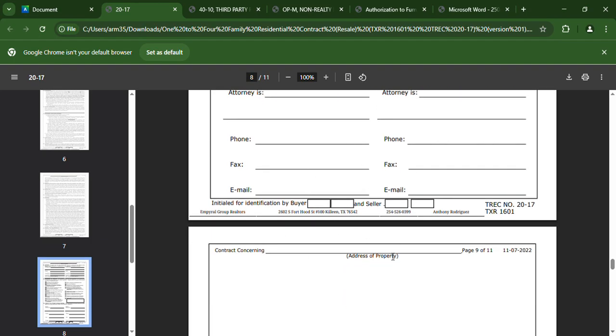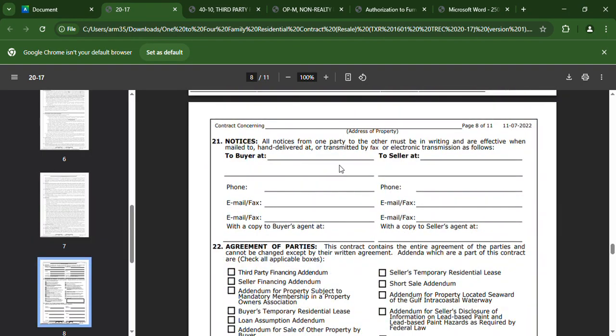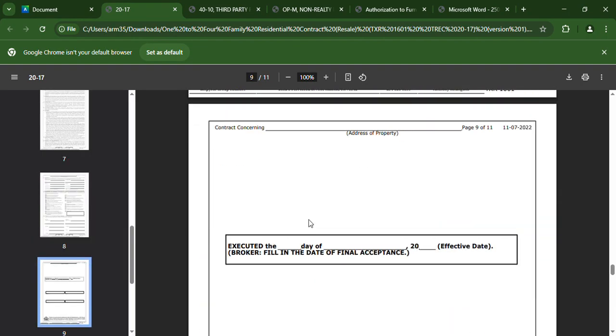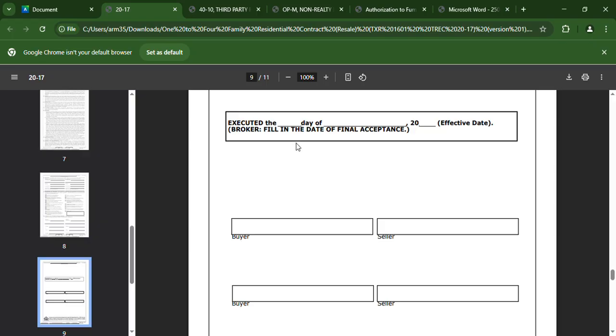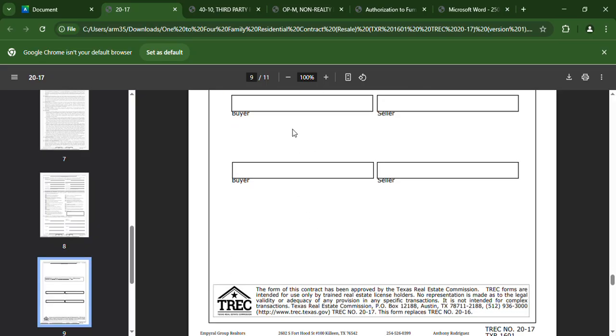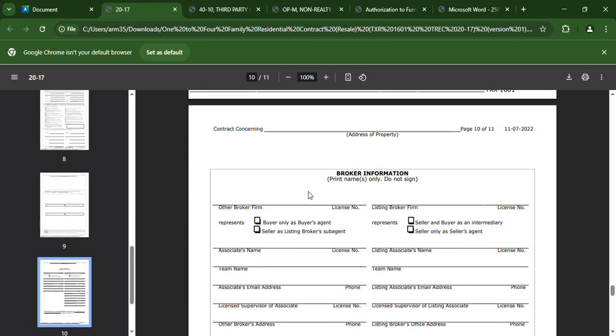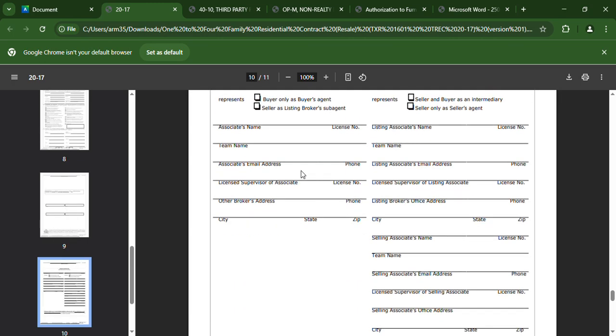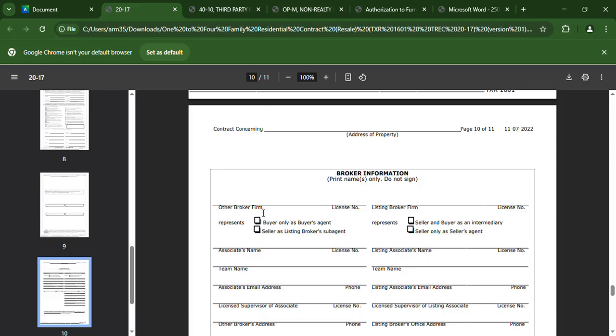Initials here, address again at the top. Same with this page here, address at the top. And this is the day it will be executed. This is when it gets executed, and it will be when everything's finished. And broker. Then these will be your signatures here, and the seller signatures. Address again, and then this is the buyer information.